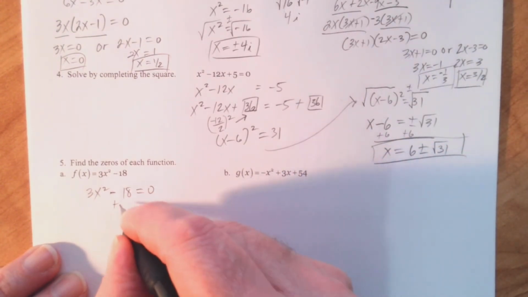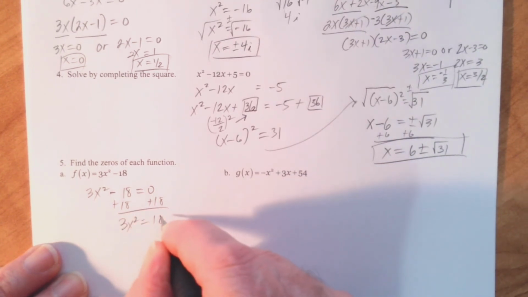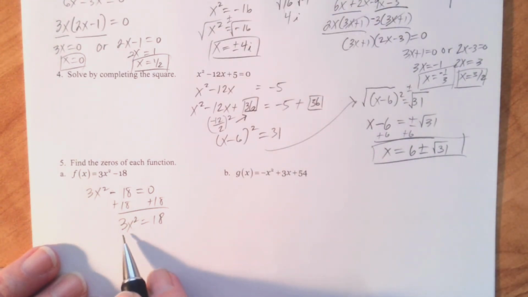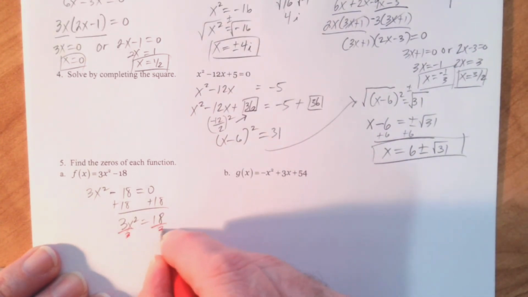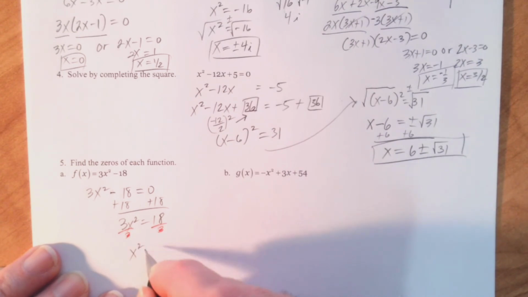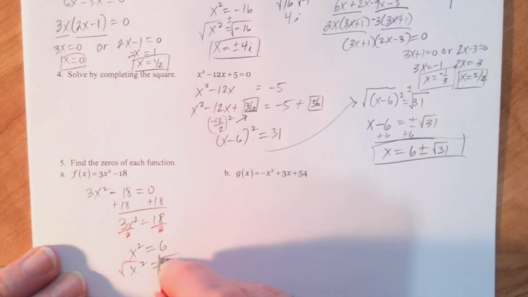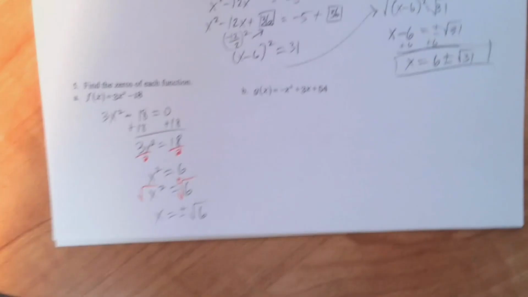So let's add 18 to both sides. Get 3x squared equals 18. Now be careful, I can't take the square root of 3x squared because the 3 is not a perfect square. I want that x squared by itself, and so I'm going to divide by 3 on both sides. And so we're going to get x squared equals 6, and we'll take the square root of both sides. And we get x equals plus or minus square root of 6.